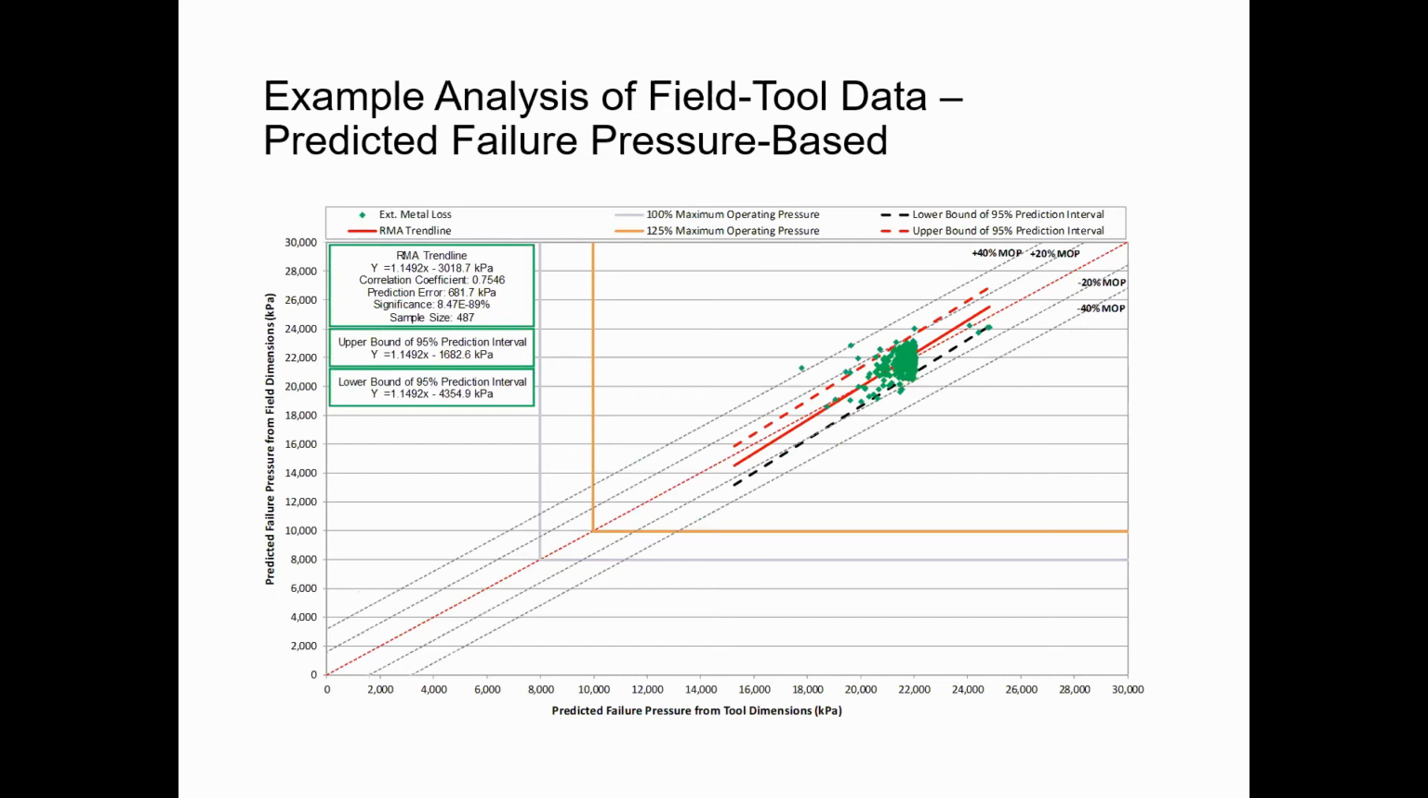And then this is just a similar example for failure pressure. Again, this would be applicable for metal loss and crack anomalies, but obviously not for deformation anomalies. And in this case, if you're using the deterministic approach based on a prediction interval instead of the upper one, you would use a lower because we're looking to lower the failure pressures, not increase them. So those are just a couple of examples of how you could use field tool correlation data.